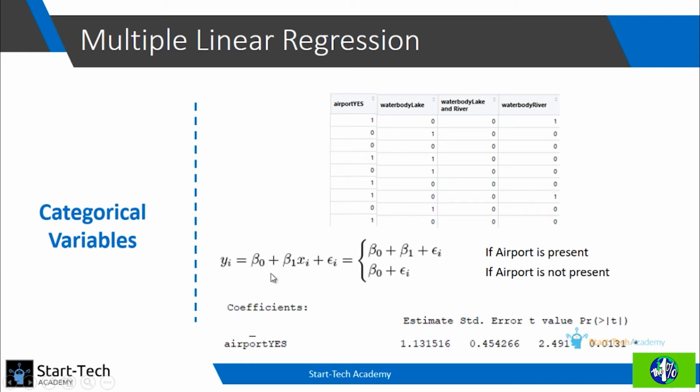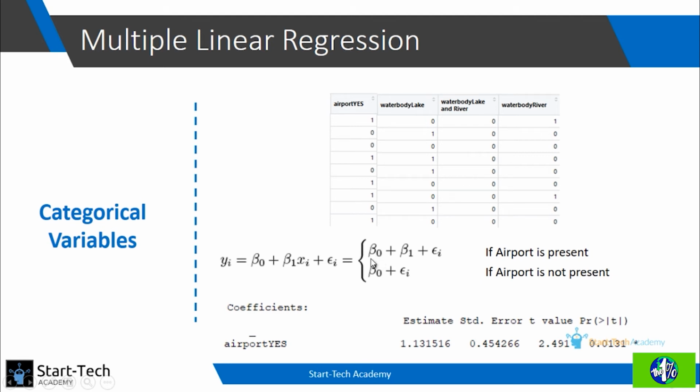Let us talk about the airport variable first. If we look at the equation, here I have kept only airport in the linear equation. You can keep all other variables also. So basically the equation is y is equal to all the other variables multiplied with their coefficients, plus a constant, plus beta of airport into the airport variable.